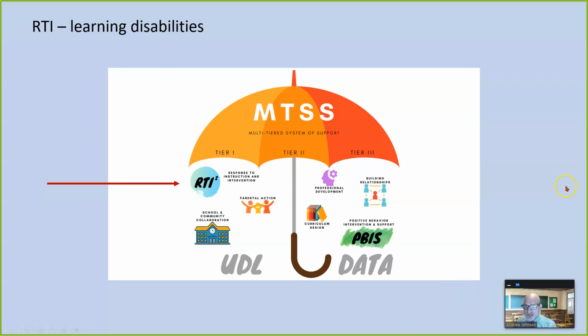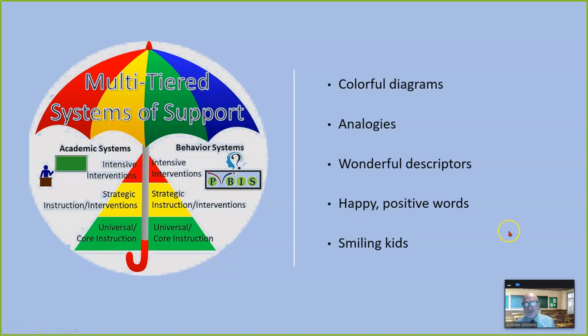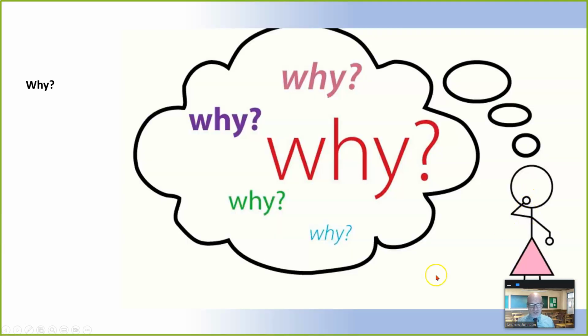Why are behaviors getting mixed up in the whole RTI thing? RTI, while not perfect, is pretty good. Then along came MTSS, multi-tiered systems of support, and the question is, why? Academic systems, behavioral systems. Which of the two do you think gets emphasized? Well, behavior does, because we can measure it, you see, and we can modify it, you see, and you get these colorful diagrams with analogies and descriptions and pictures of smiling kids and happy, positive words, my goodness. And the question is, why? Why did you mess with RTI? It was a good thing.